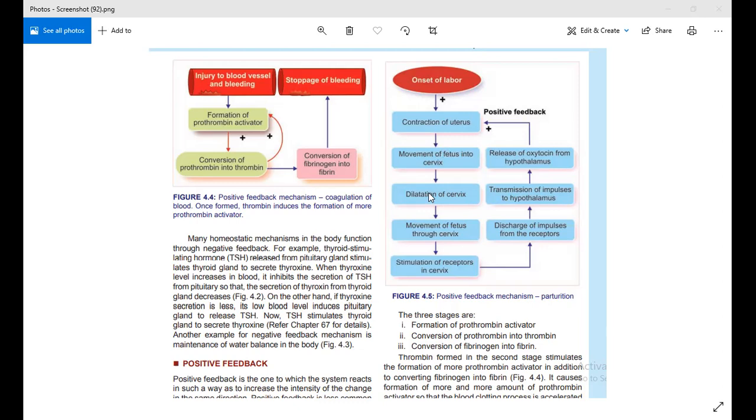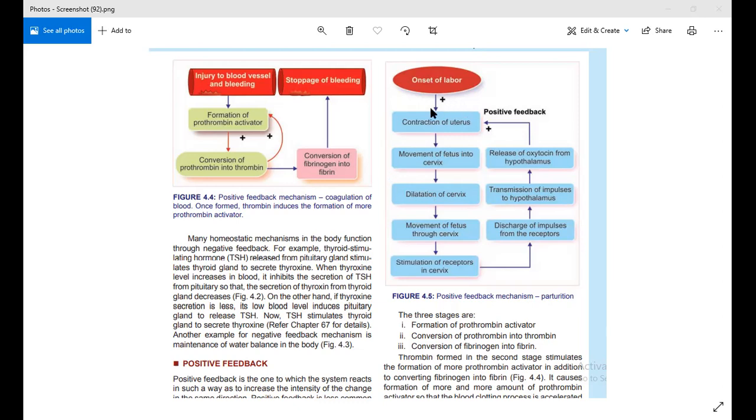Now, this is a positive feedback. Positive feedback is about one action being taken, like onset of labor, or injury, not like increase, decrease. It is until one complete action is finalized. So that is what happens in positive feedback. It is not like you are trying to maintain the normal amount of glucose or the normal amount of water. No, you want to achieve something, and the process does not stop until you achieve that goal. So that is what happens in a positive feedback.